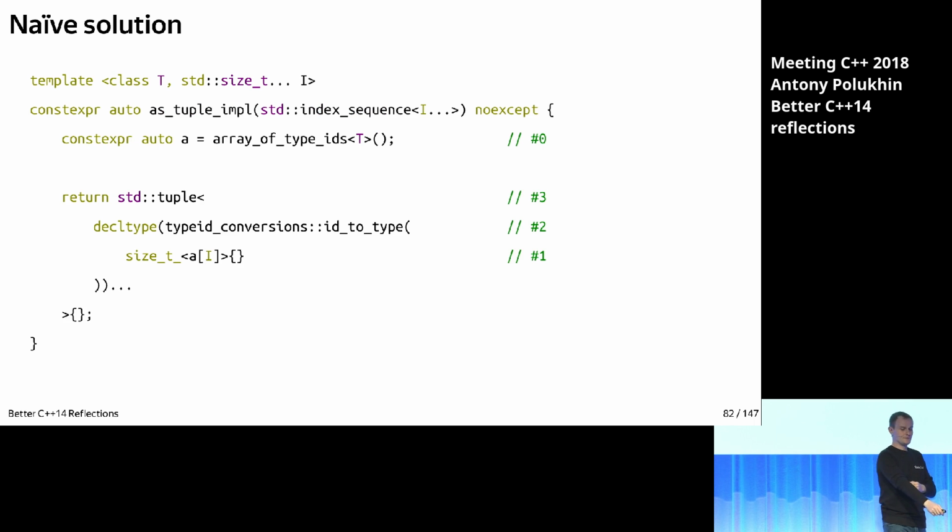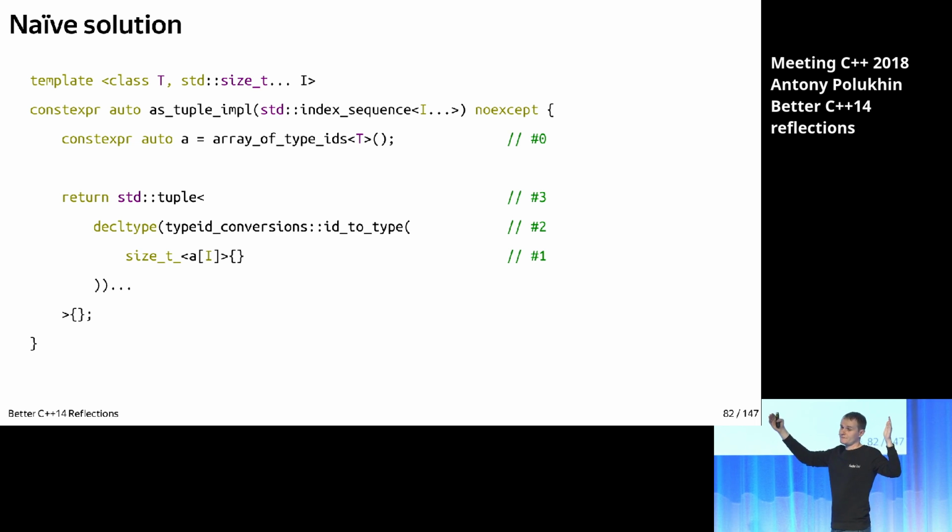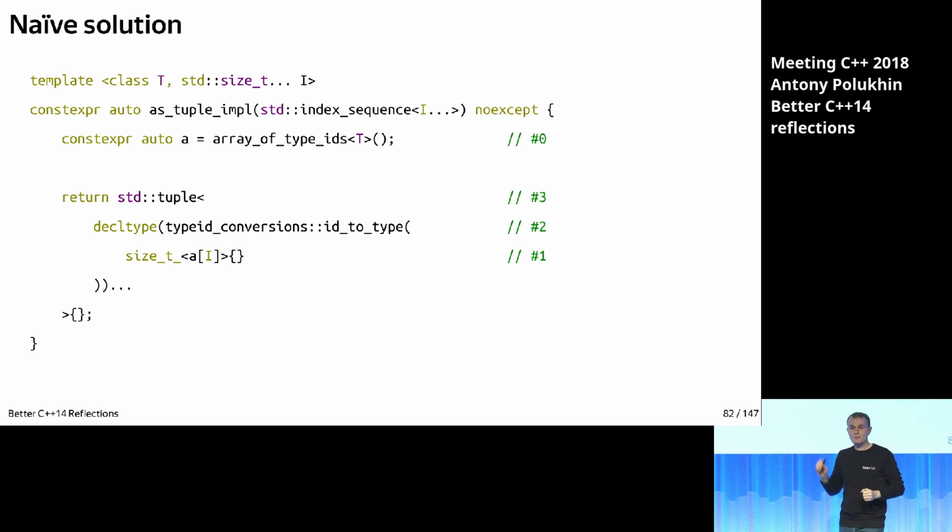Now, final step. At line 0, we have that array of types. It's identifiers. It's a std array from integers. At line number 1, we convert an integer to integral constant. At line 2, we convert integral constant back to type. And at line 3, we create a std tuple of types, and each type matches the field type in the user-provided structure.